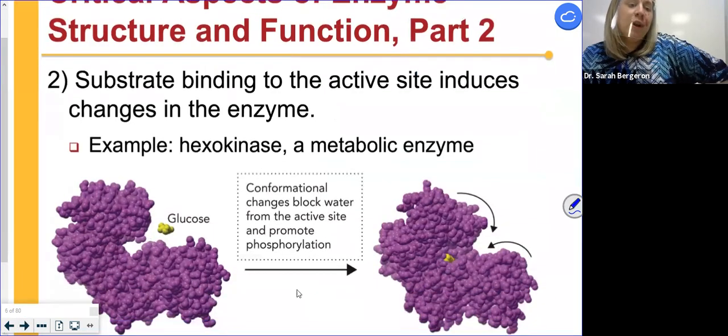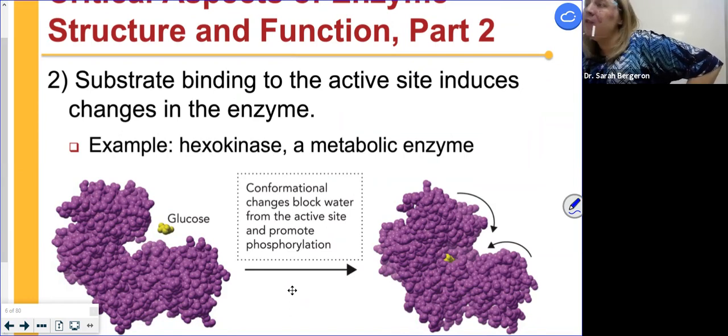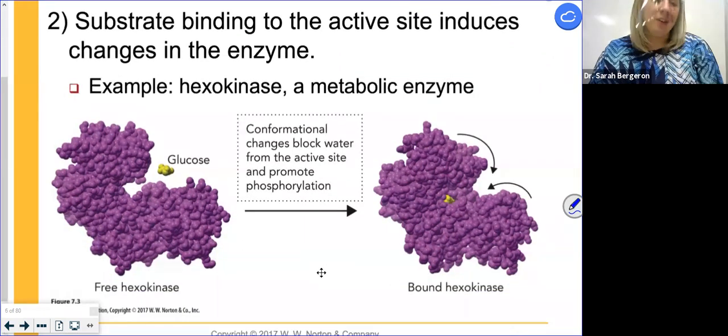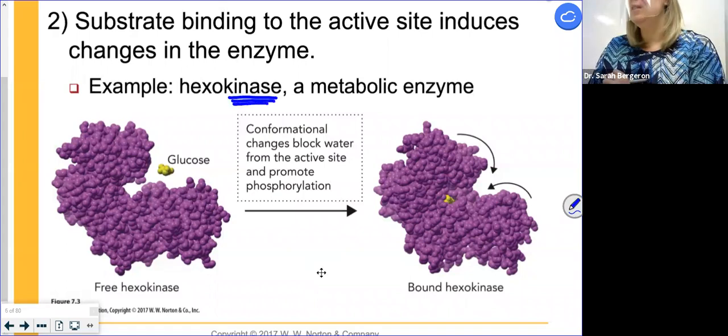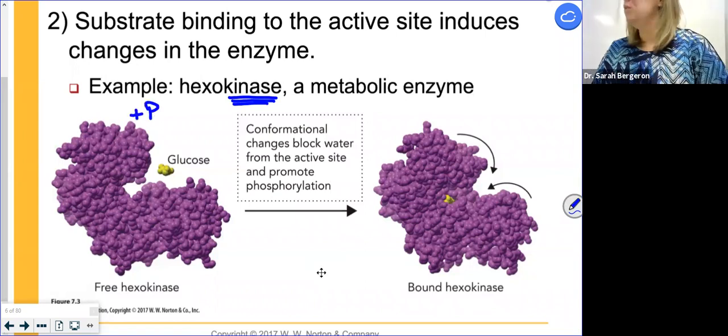Okay, so here's another important characteristic: once that substrate binds, you're going to induce a conformational change in the enzyme. And this is what we have been talking about for chapters now, right? So this is our example. This is hexokinase. Hexokinase is a kinase, right? And it does what? It adds a phosphate group to... This one you got to kind of think about.